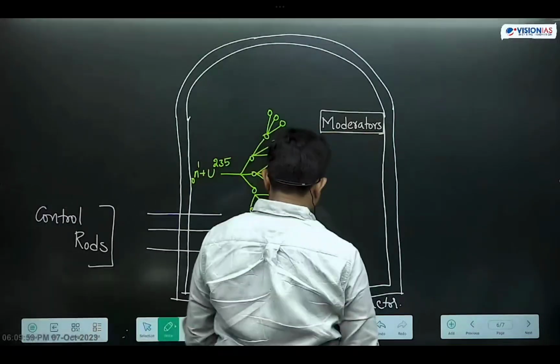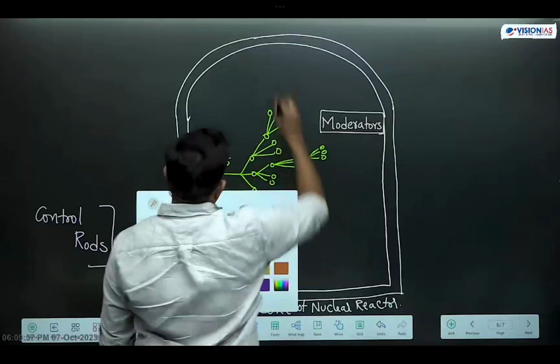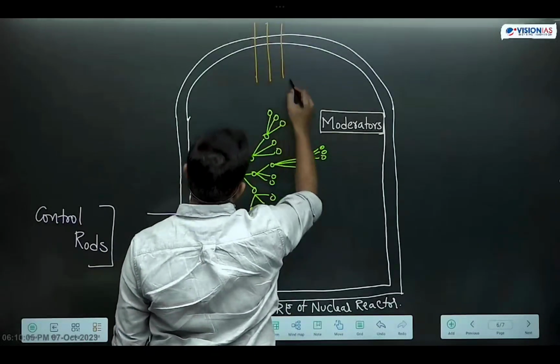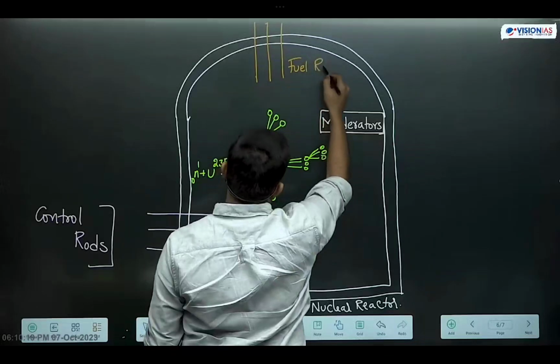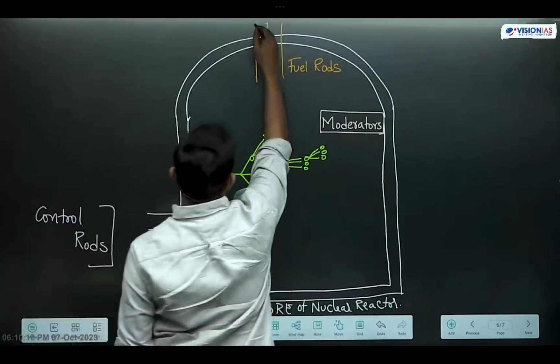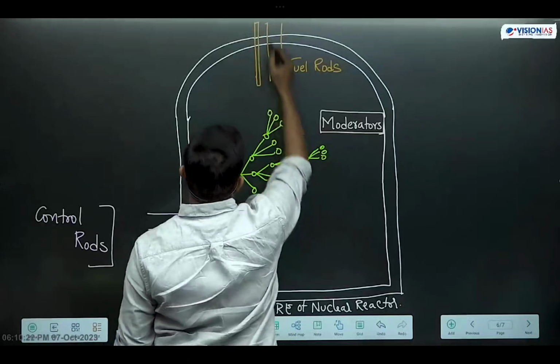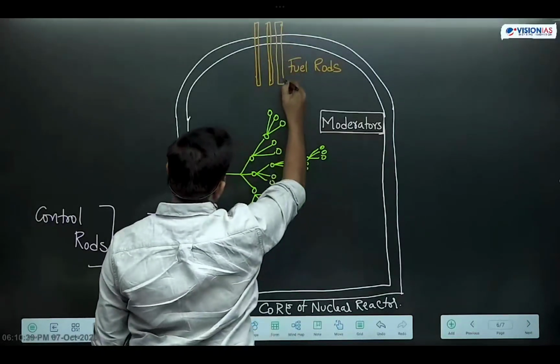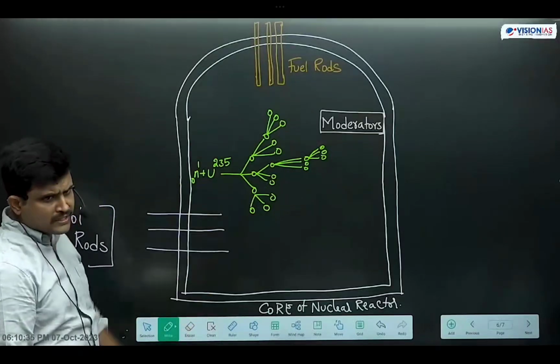Other than this, another component of the nuclear reactor is fuel. Fuel rods will be inserted into the nuclear reactor. Generally used fuel may be uranium, plutonium, or thorium. These are the fuel rods inserted into the nuclear reactors. Uranium doesn't have any shape when it is extracted from the ore, and later we convert it into uranium rods and insert them into the nuclear reactor.